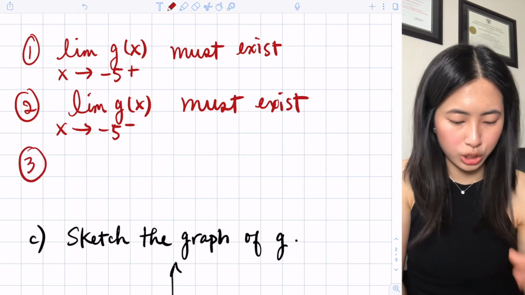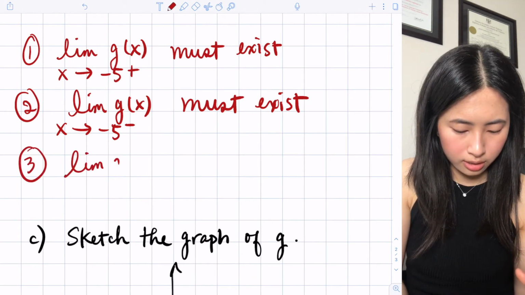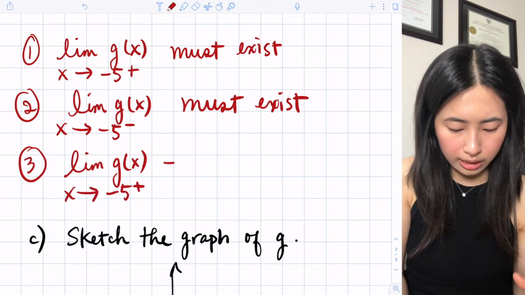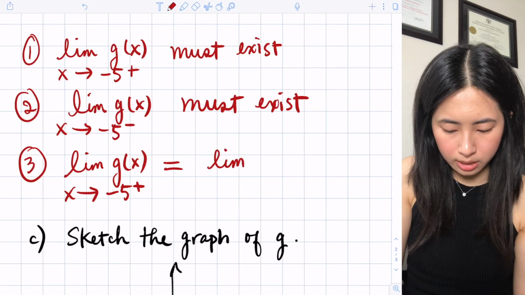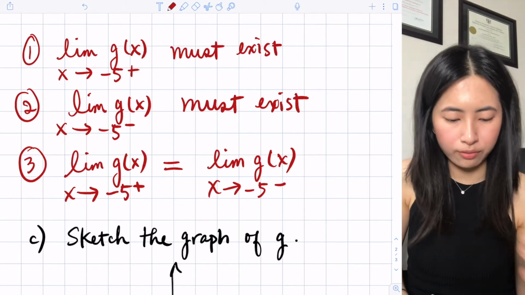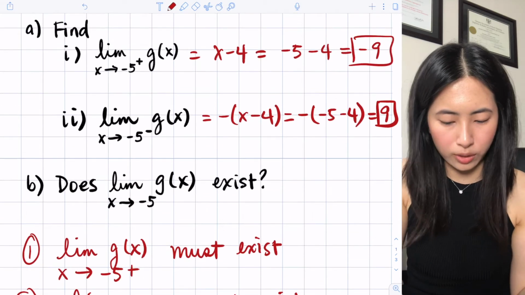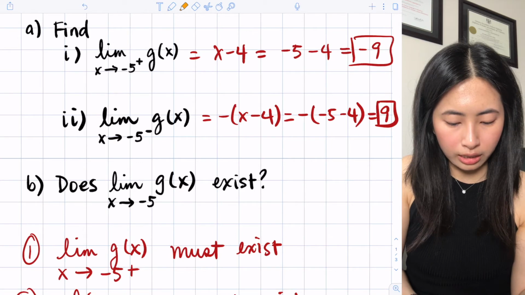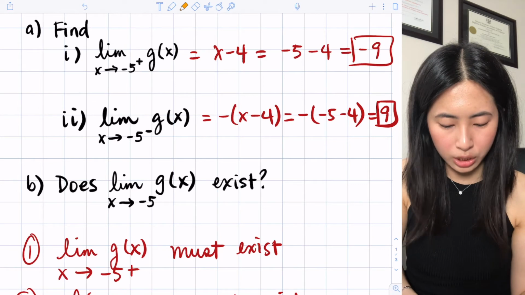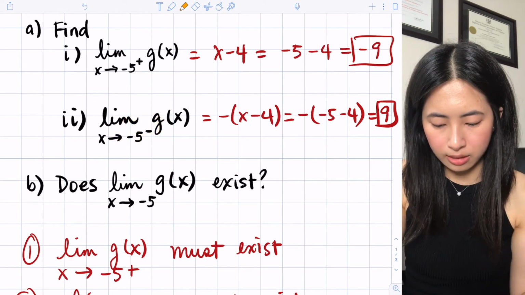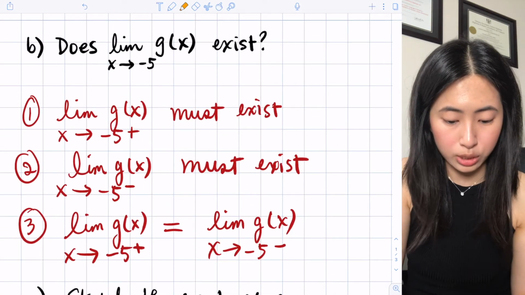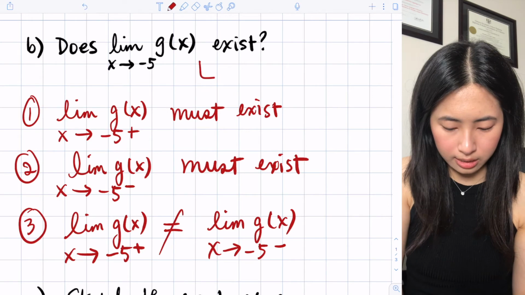And lastly, you need to make sure that the limit of g of x from the right needs to equal the limit of g of x when x approaches negative 5 from the left. However, for number 3, this is not the case because, as we've seen before, the limit from the right-hand side is actually negative 9. In addition, the limit from the left-hand side is actually positive 9. So they're not equal to one another. Therefore, the limit of g of x when x approaches negative 5 does not exist.